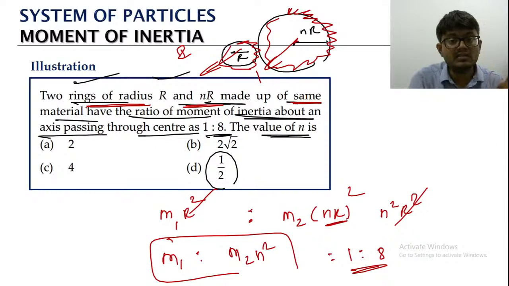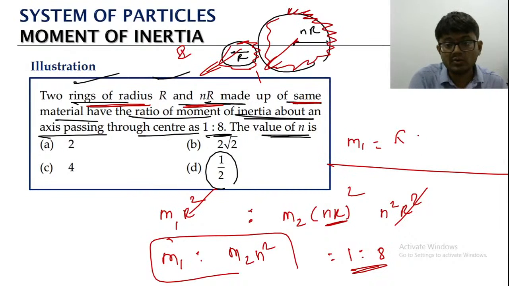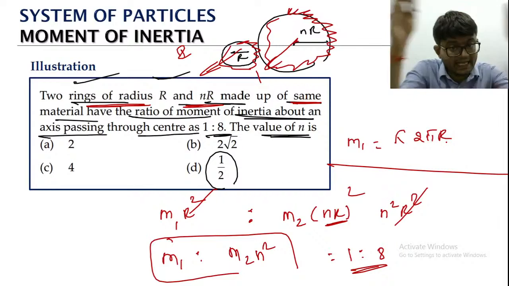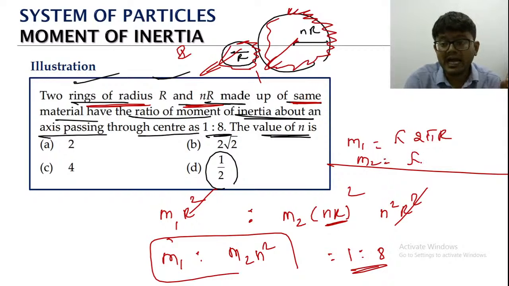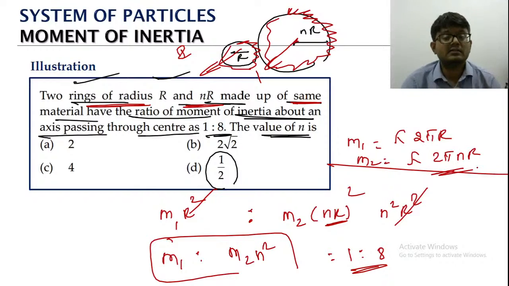Same material means they have the same linear mass density. So m1 I can say is lambda into 2πr, because the length of that ring, meaning its perimeter, is 2πr. m2 will be lambda, because both are made of the same material, into 2π nr, because the radius of the other ring is n times r.